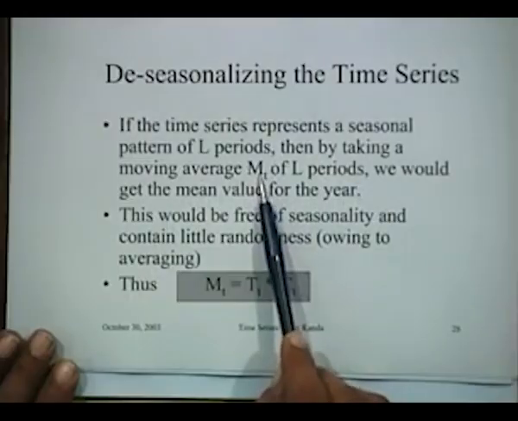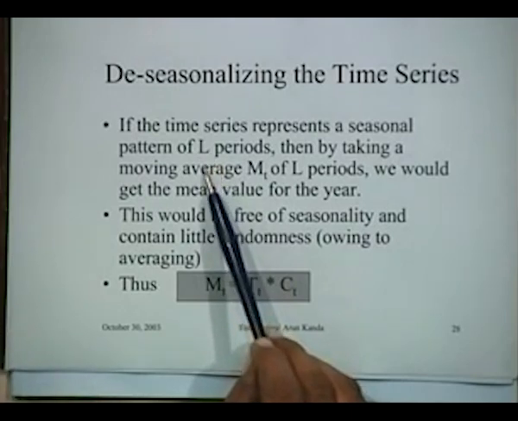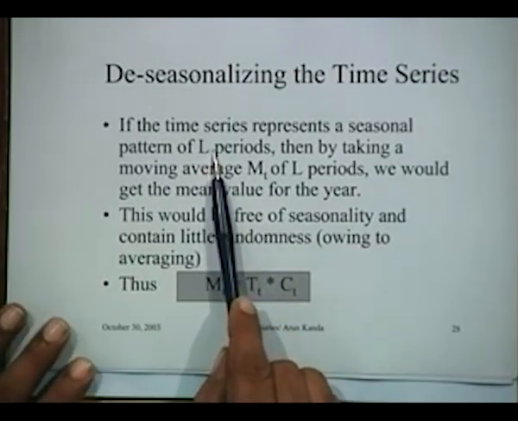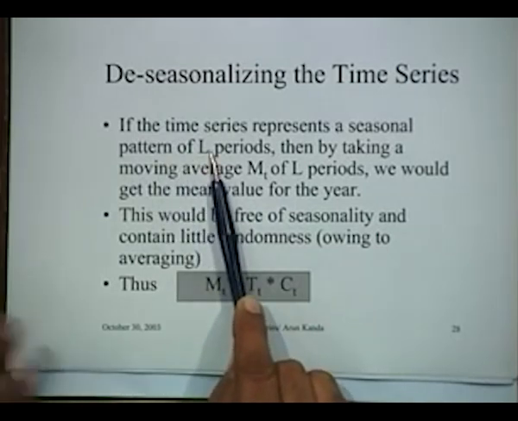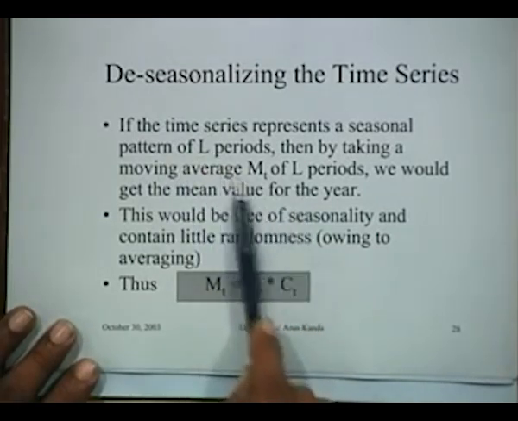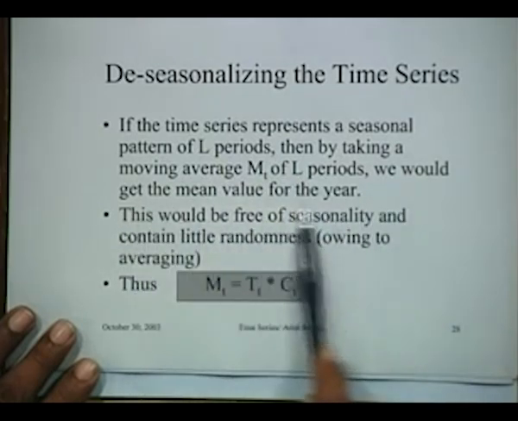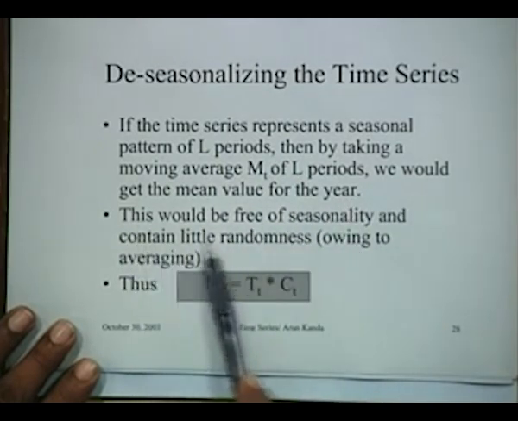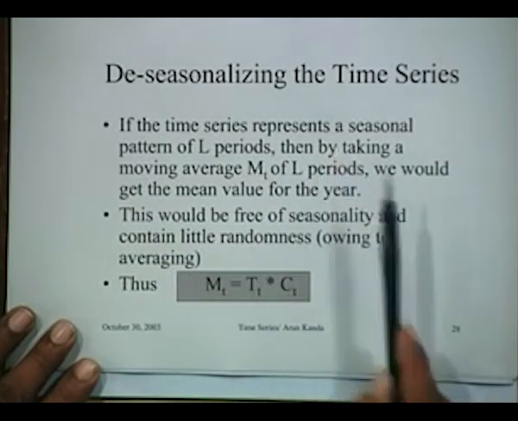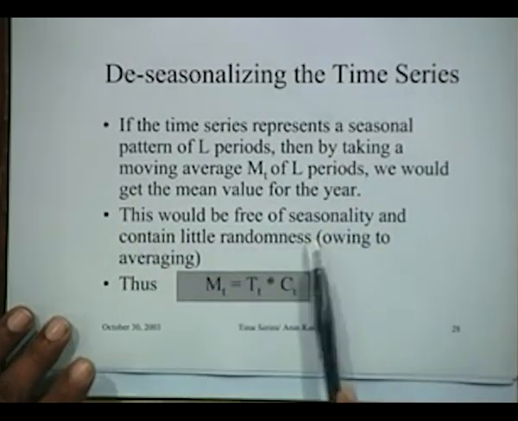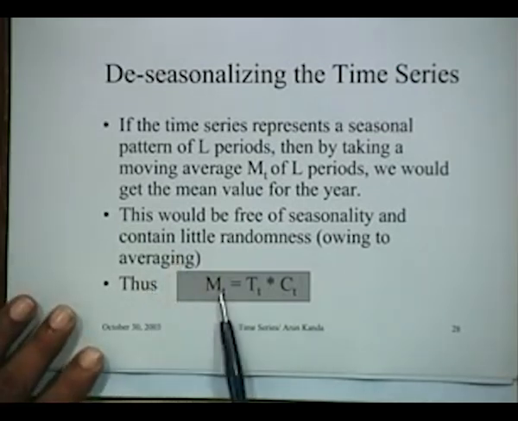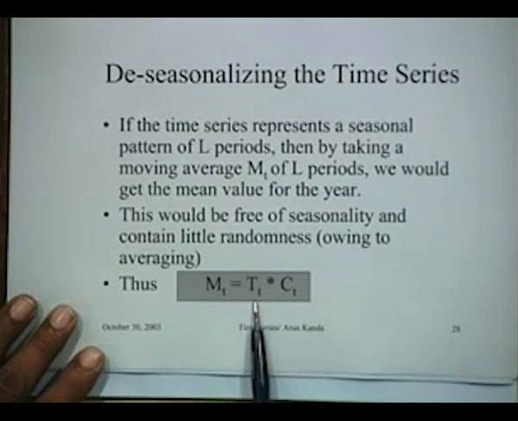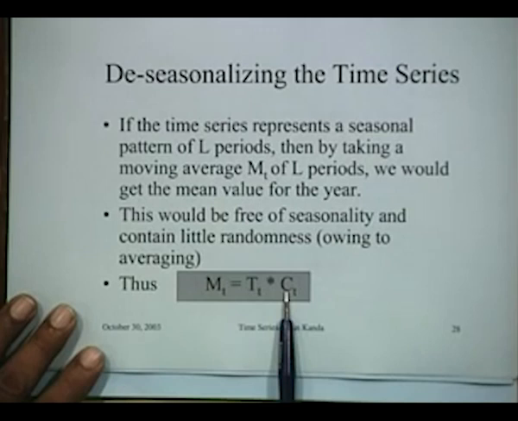So what it means in general is that if you reckon that the periodicity of the seasonal pattern is of L periods, then you take a moving average of L periods and we would get the mean value of the year, and this would be free of seasonality and contain little randomness. Why? Because of averaging. Averaging always tends to reduce the randomness, and therefore the moving average at time t will be the product of the trend and the cyclic component. That's what it is, right?